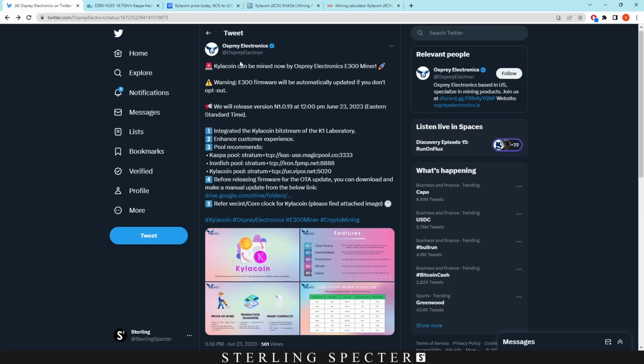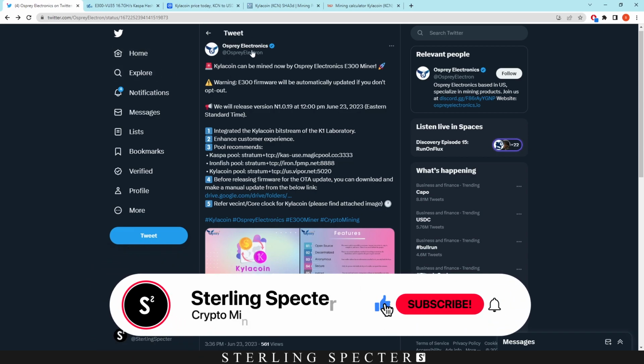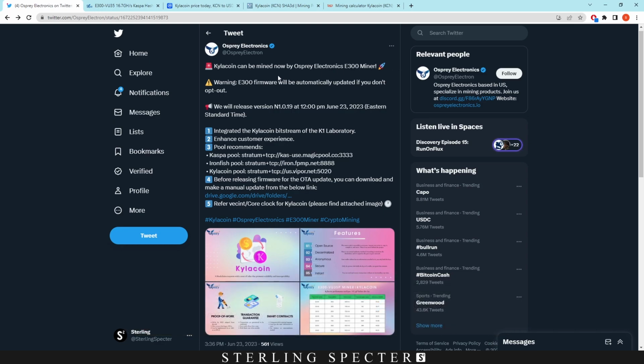Today we're going to be looking at the new KylaCoin FPGA Bitstream. So, as you see here, Osprey Electronics, we have a KylaCoin can now be mined by Osprey Electronics E300 miner. Warning, the E300 firmware will be automatically updated if you don't opt out. So these people with the miner will automatically update. It says the new release version will be released at 12 PM June 23rd, so today, at Eastern Standard Time.